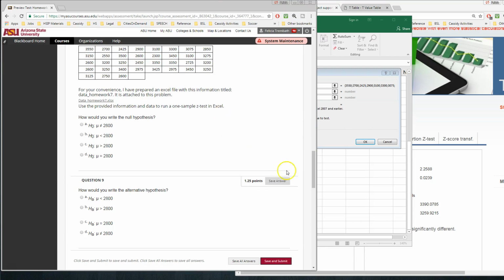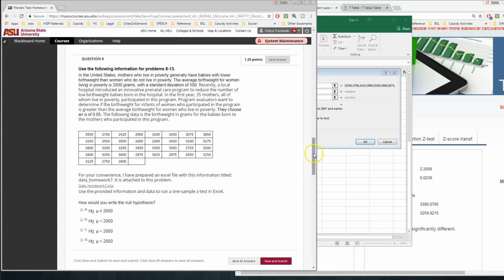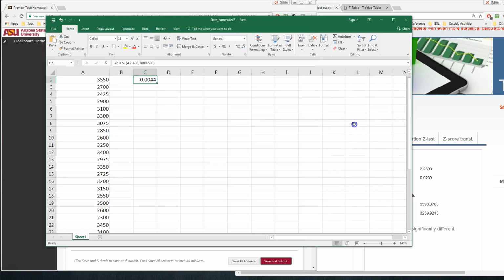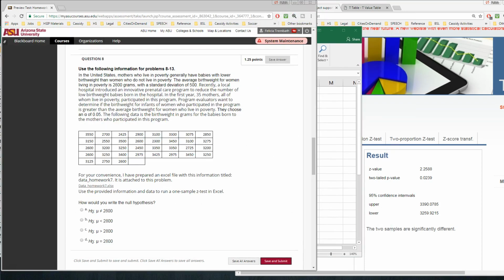I can either type them into this or I can have them already typed into my sheet somewhere and click into it. I'll just go ahead and type it in. So my population information is 2,800 grams and a standard deviation of 500. So 2,800 and 500. Okay, so that gives me a p-value of 0.0044, because remember, this result is my one-tailed p-value. But let's go back to the problem and just answer questions in order.